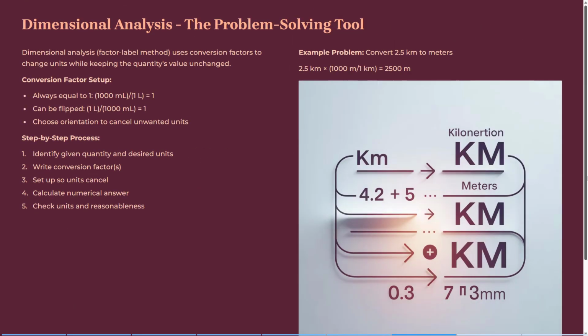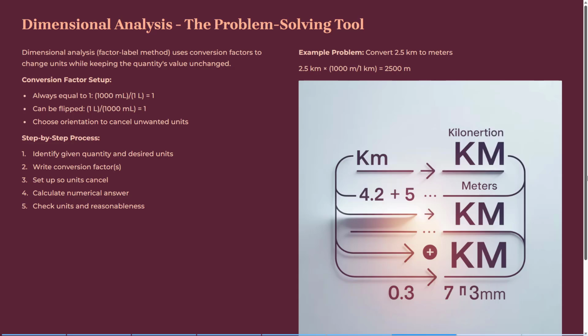Dimensional analysis, also called the factor label method, is your most powerful problem-solving tool in chemistry. It uses the fact that multiplying by a conversion factor is the same as multiplying by 1. Here is the key insight. 1000 milliliters over 1 liter equals 1, because 1000 milliliters and 1 liter are the same amount. You can flip this fraction to 1 liter over 1000 milliliters, which also equals 1, depending on what units you want to cancel.